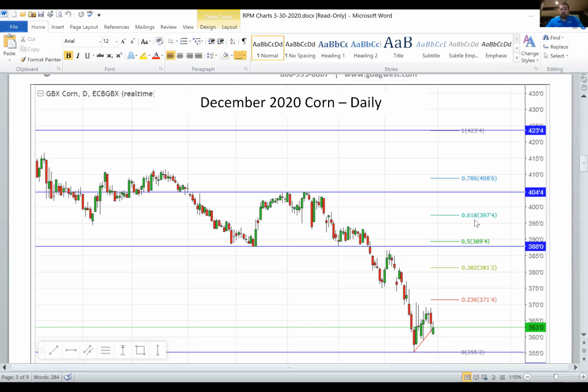So if you look here, the first area of resistance on a rally back would be in this 38% range, which would be 381. The 50% retracement falls at 389.5. The 62% at 397.5. So what I'm saying is, if a market retraces, it can go to 62%. It can go to 100%, but markets will tend to go to 38, 50, or 62%.